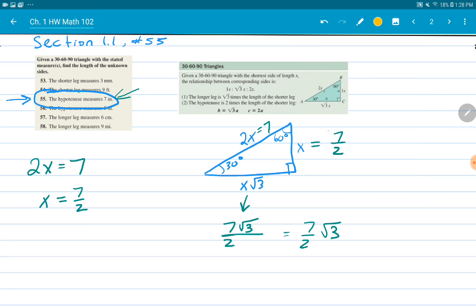Let's see. Okay, so our short leg is 7/2, and my long leg is 7/2 times radical 3.